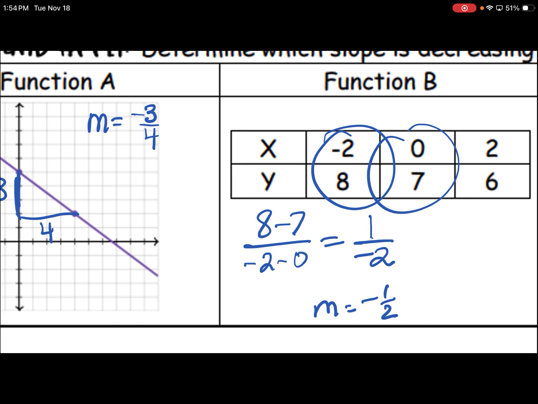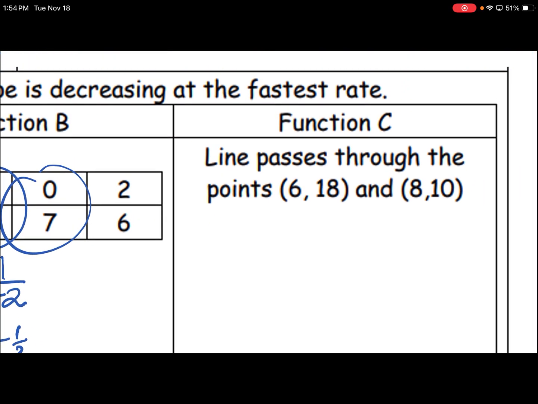Negative 3/4 is faster than negative 1/2, because this would be 0.75 and this would be 0.5. Does everybody agree? All right, let's look at C.